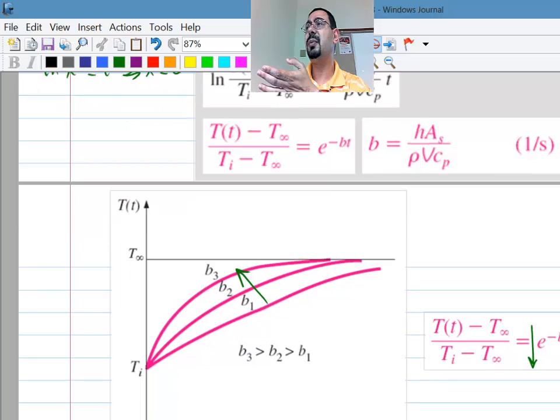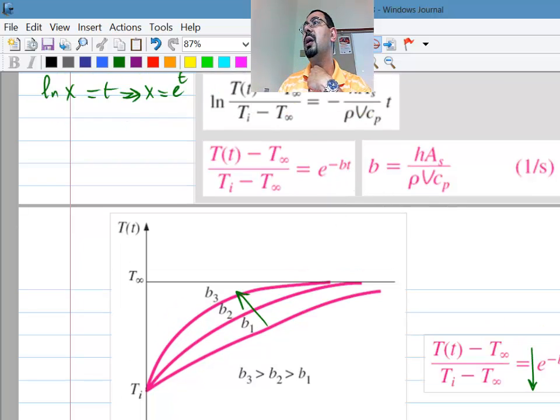What is the B? See, the B is HA over rho VCP. They just didn't want to write e to the minus HA over rho VCP, so they decided to make it e to the minus Bt, just to make the solution shorter. But remember, if ln x is equal to t, then x is e to the power t. So that's ln x, and this is the t. This is the stuff in here. So you just raise it to that power.